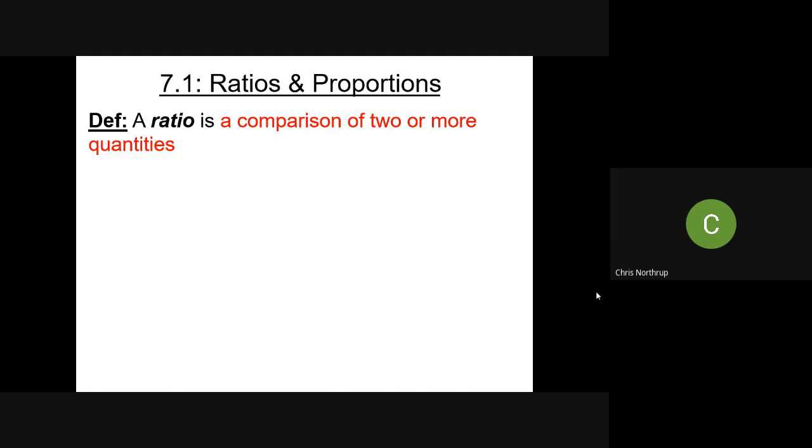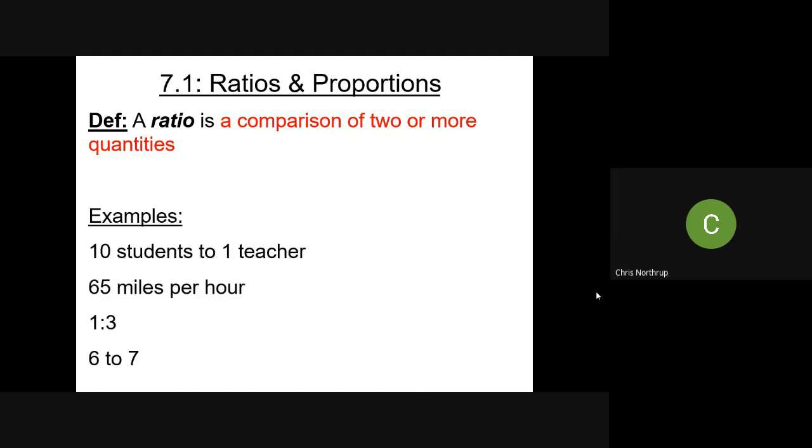You've seen ratios before. It's simply a comparison of two or more quantities. So some examples, student to teacher ratio. So hypothetically, let's say you're at a school where the student to teacher ratio is 10 to 1, or a speed limit, 65 miles for every 1 hour. Another ratio, 1 to 3. So that's one symbol that we can see with ratios, that colon, 1 to 3. You could also literally just write 6 to 7. That's another one. So we're comparing two different quantities in each of these examples.